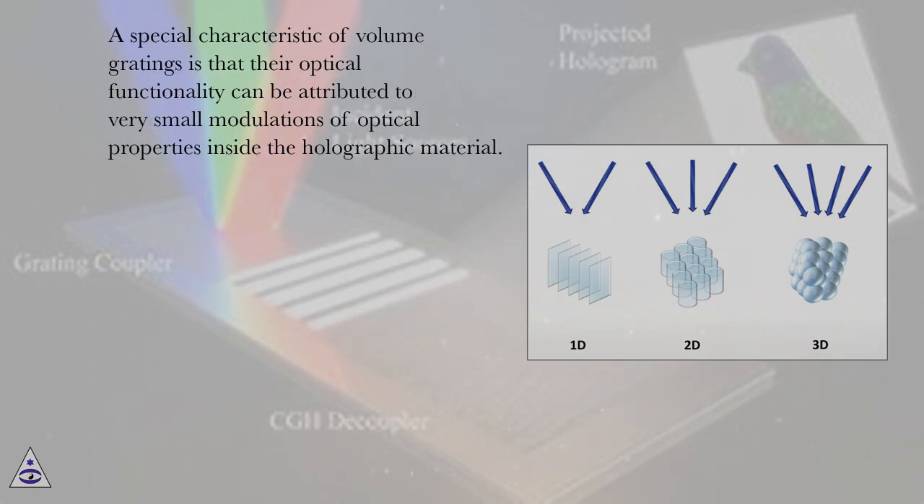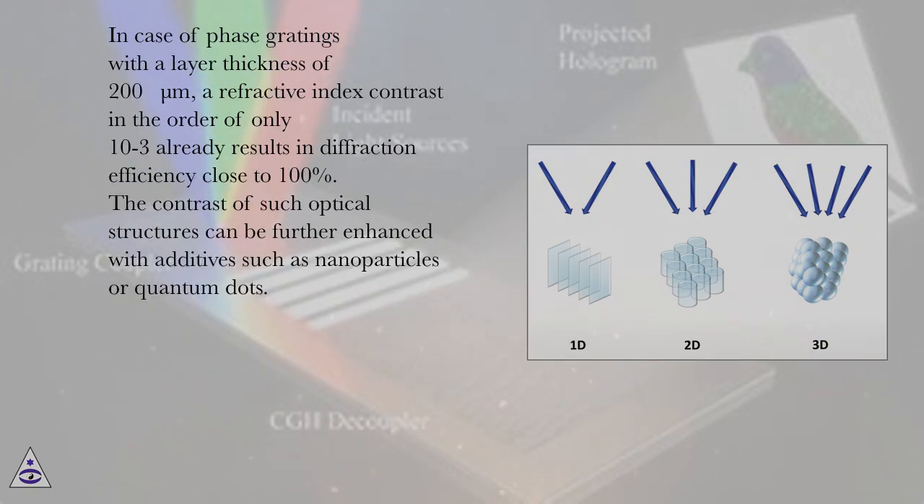A special characteristic of volume gratings is that their optical functionality can be attributed to very small modulations of optical properties inside the holographic material. In case of phase gratings with a layer thickness of 200 micrometer, a refractive index contrast in the order of only 10^-3 already results in diffraction efficiency close to 100%.